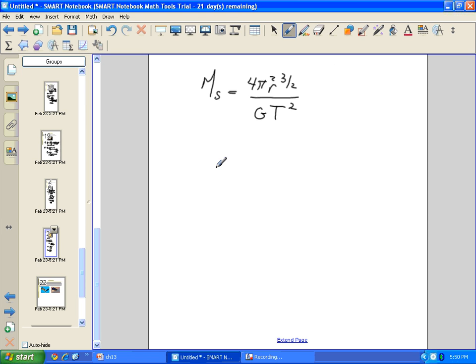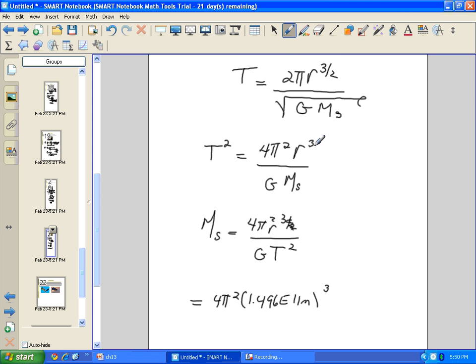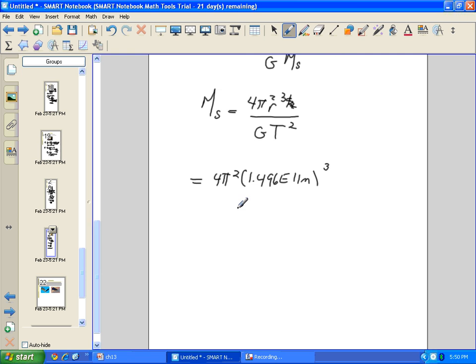Plug in our numbers. 4 pi squared r is equal to 1.496 e to the 11 meters. Take that, cube it. Oops, that shouldn't be, mistake right here. That should be just cubed, right? Because remember we eliminated the 3 halves once we squared. So that's a little error there. Please make that correction in your notes.